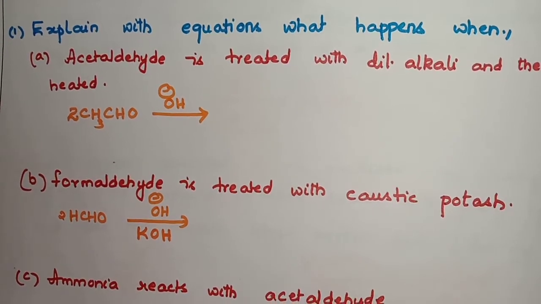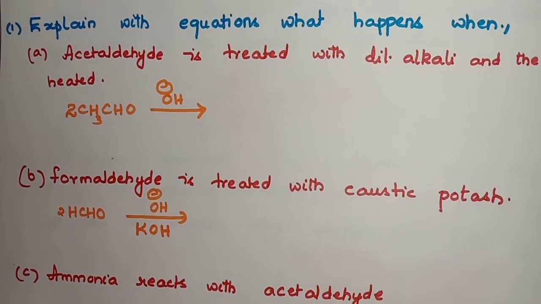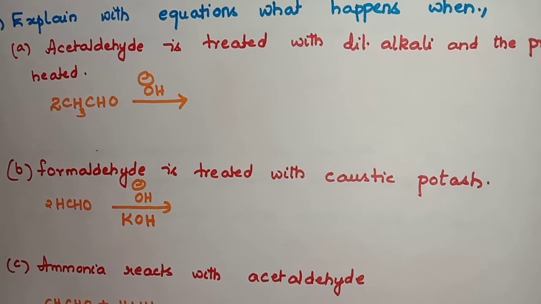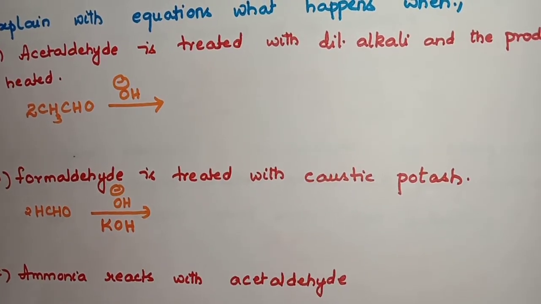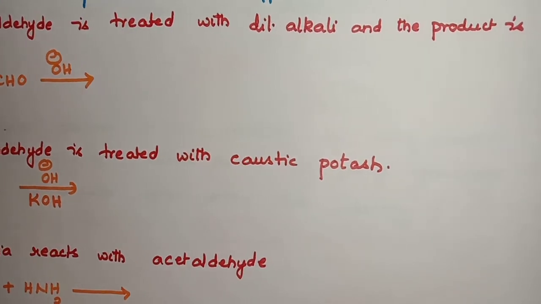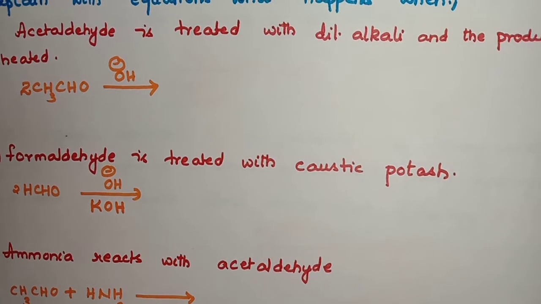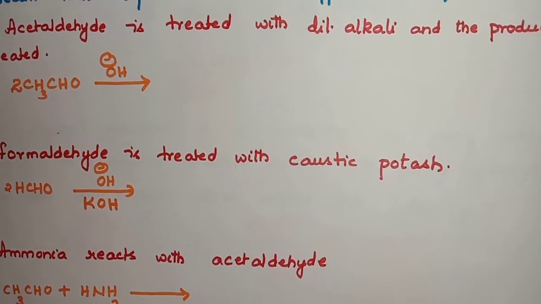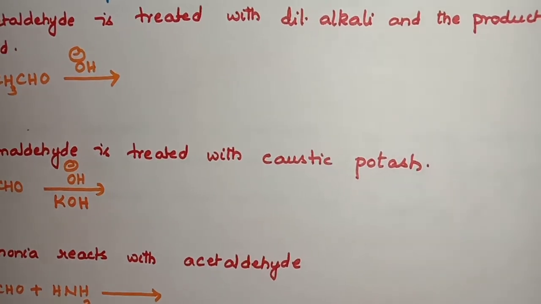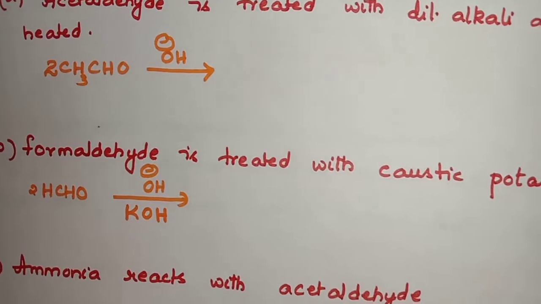Explain with equations what happens when, in the first bit, acetaldehyde is treated with dilute alkali and the product is heated. What is the first question? Acetaldehyde is treated with dilute alkali. Dilute alkali means nothing but a base, and the product obtained is heated. So this is a well-known named reaction.